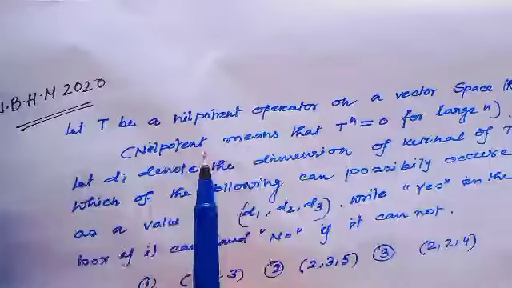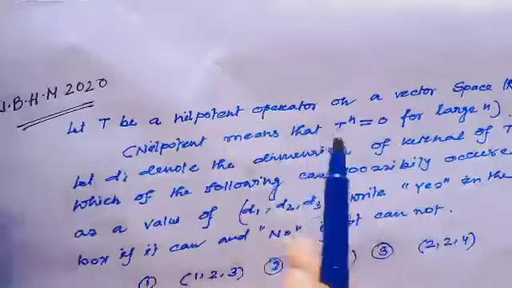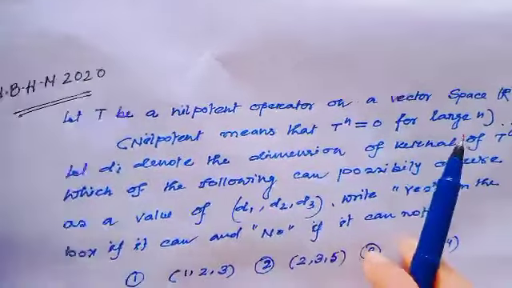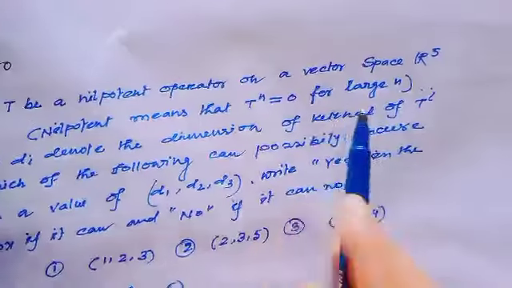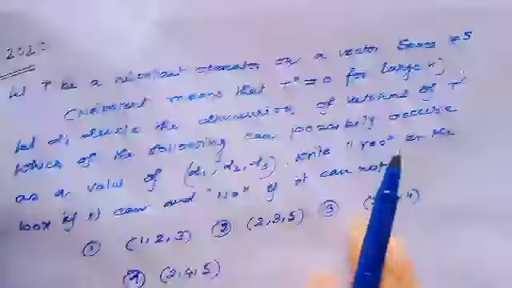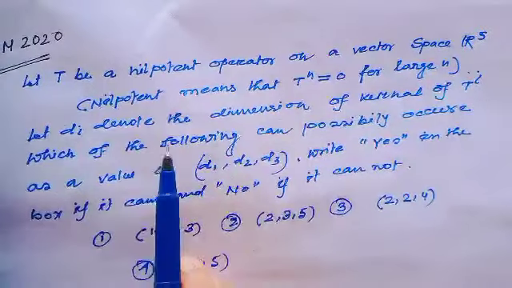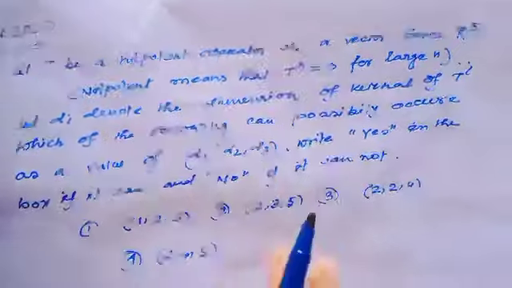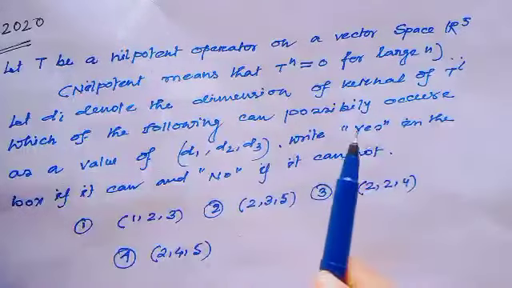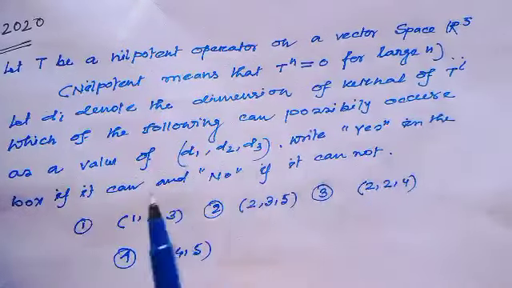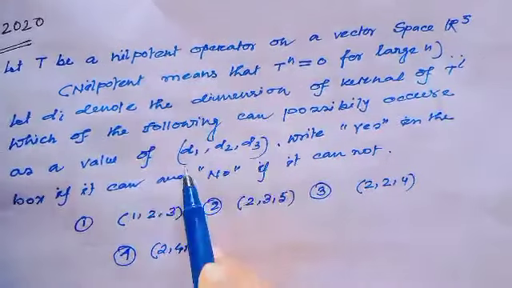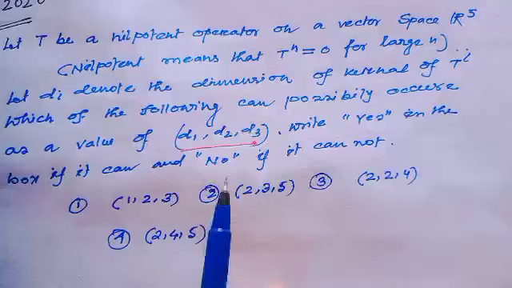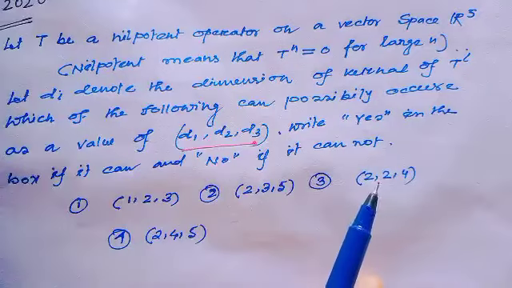The question is: consider T to be a nilpotent operator on the vector space R^5. We all know nilpotent means T to the power n equals 0 for large n. And consider d_i to denote the dimension of the kernel of T^i. Then which of the following can possibly occur as values of d1, d2, d3? Write yes in the box if it can and no if it cannot.